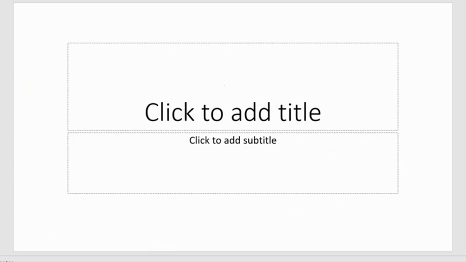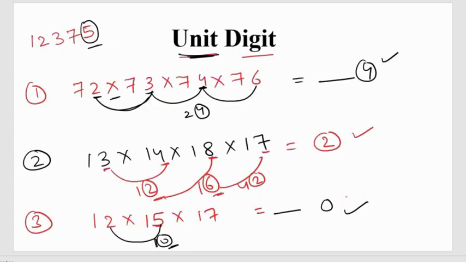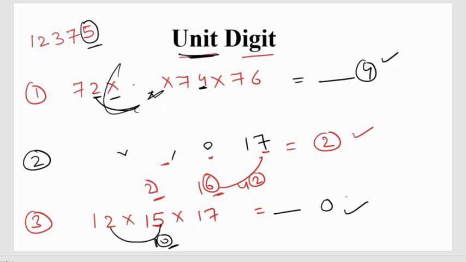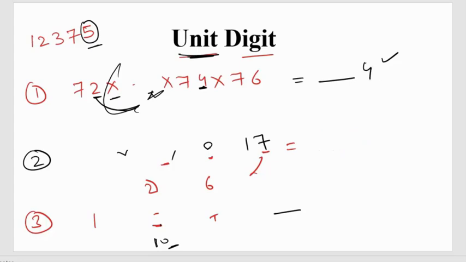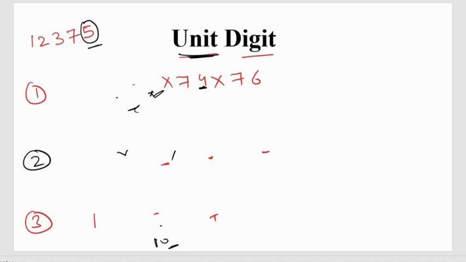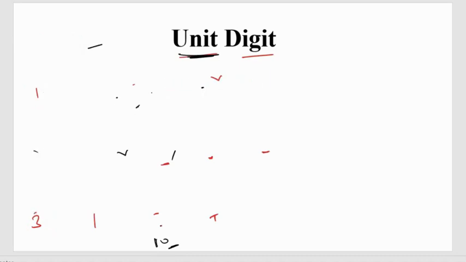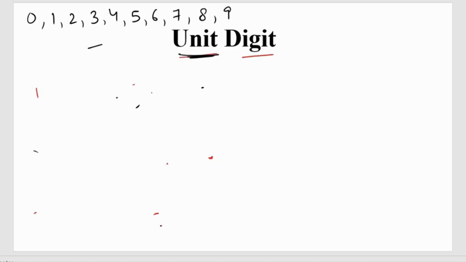Let's discuss the questions where we have raised to power. How to find the unit digit when we have raised to power. There are many numbers from 0 to 9. Let me discuss them one by one. So how many numbers are there? 0, 1, 2, 3, 4, 5, 6, 7, 8, 9. These are the numbers. Let's discuss one by one.